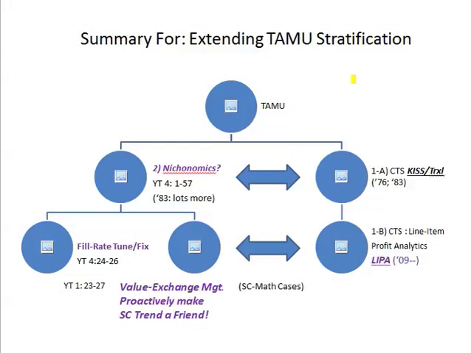Hi. To get some closure on the chain of questions that comes out of the Texas A&M University stratification work, they've done the stratification work and they are sort of saying, hey, you know what? It's very important to come up with some sort of cost to serve model to really decide who we're making money on and who we're not.